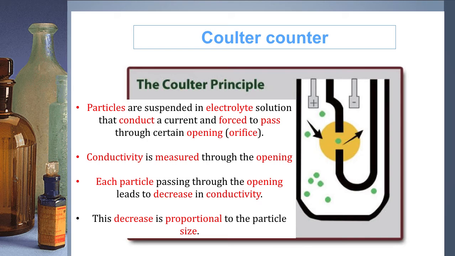Conductivity will decrease from 100, for example, to 20 if your size is big. If your size is small, conductivity will decrease from 100 to 80. If your size is very small, conductivity will decrease from 100 to 95, and so on. So the software of the equipment itself can convert the decrease in conductivity into a particle size by a certain equation or by a certain technique.